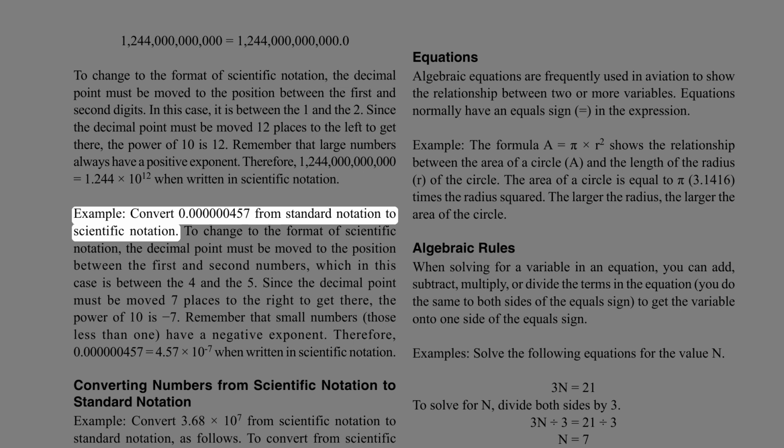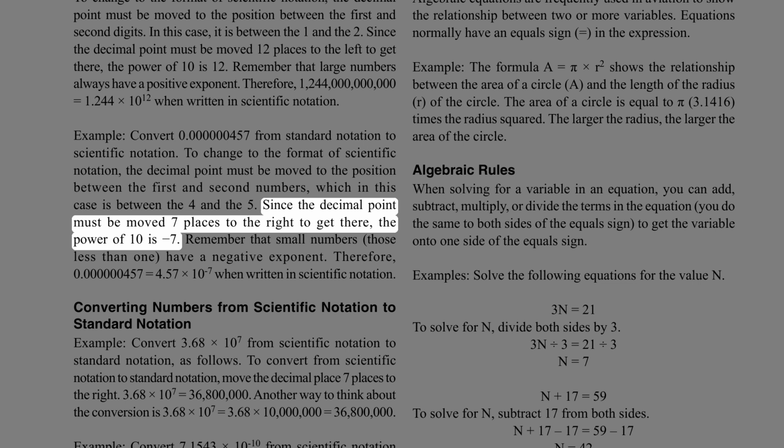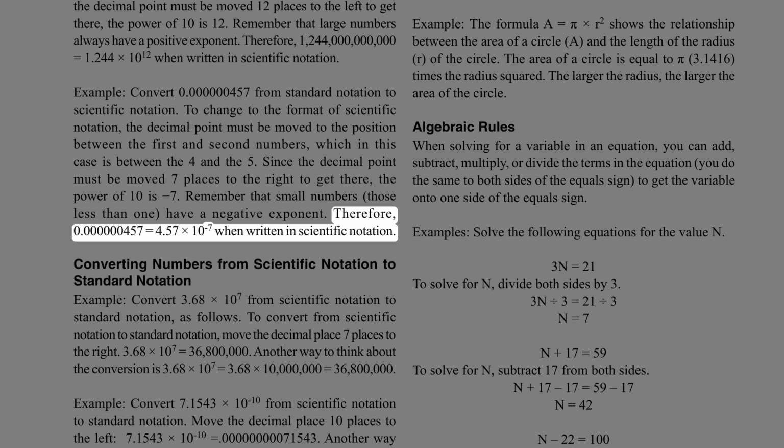Example. Convert 0.00000457 from standard notation to scientific notation. To change to the format of scientific notation, the decimal point must be moved to the position between the first and second numbers, which in this case is between the 4 and the 5. Since the decimal point must be moved 7 places to the right to get there, the power of 10 is -7. Remember that small numbers, those less than 1, have a negative exponent. Therefore, 0.00000457 equals 4.57 times 10^-7 when written in scientific notation.